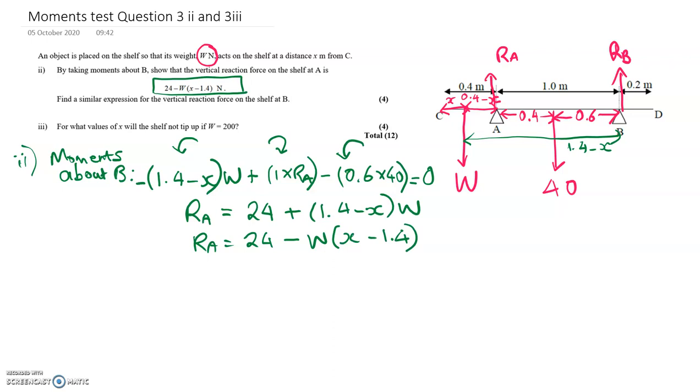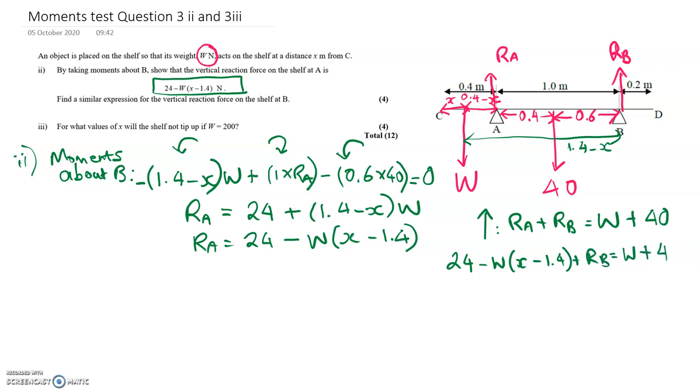Then it says find a similar expression for the vertical force on the shelf at B. So again, we could take moments from A, or we could just resolve vertically. RA plus RB equals W add 40. So if I put my expression for RA here, plus RB equals W add 40. RB needs to be the subject, so I'll move everything else to the other side. I've got 40, take away 24, 16.